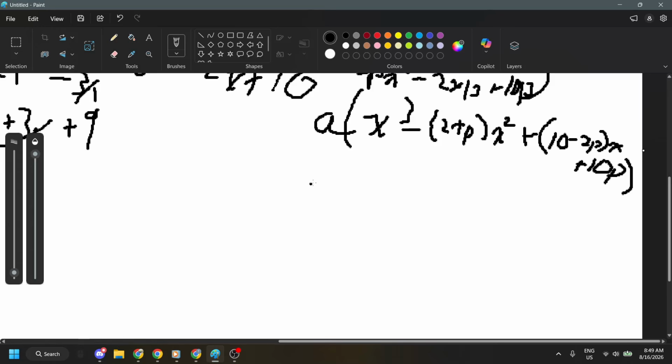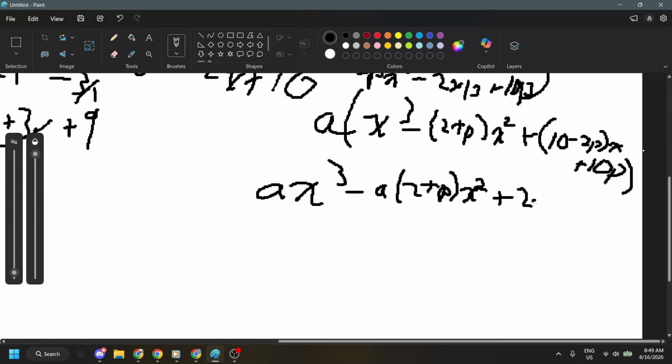Now just putting a in here, we get ax cubed minus a times 2 plus p x squared plus, we could factor out the 2 here, so we have 2a times 5 minus p x plus 10ap.